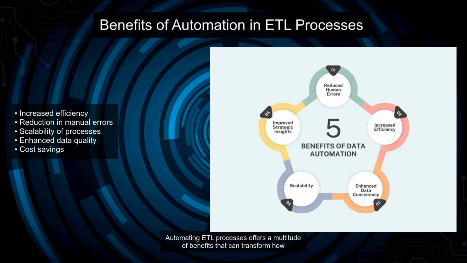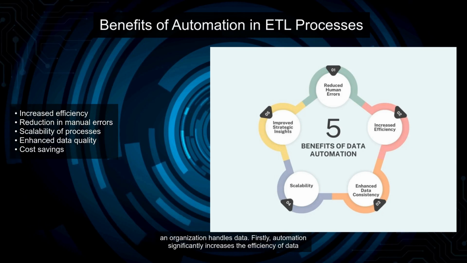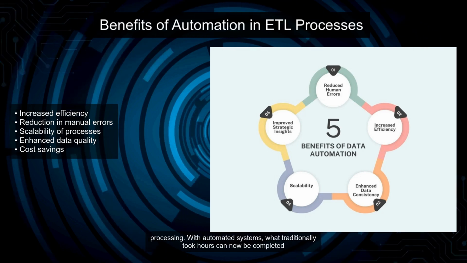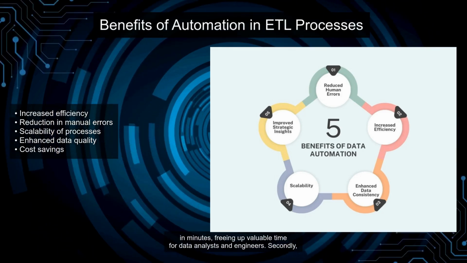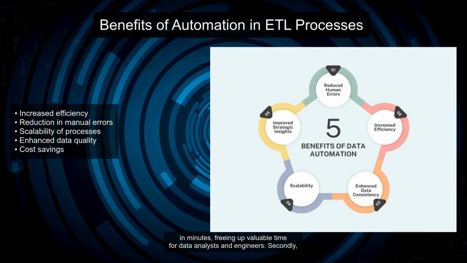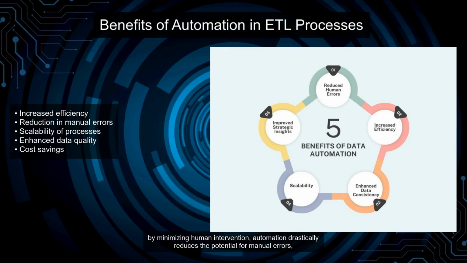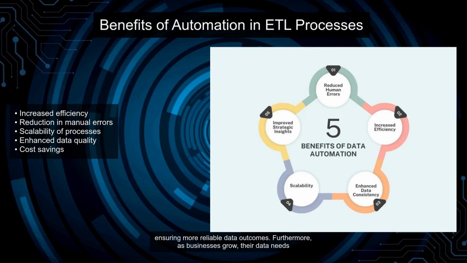Automating ETL processes offers a multitude of benefits that can transform how an organization handles data. Firstly, automation significantly increases the efficiency of data processing. With automated systems, what traditionally took hours can now be completed in minutes, freeing up valuable time for data analysts and engineers. Secondly, by minimizing human intervention, automation drastically reduces the potential for manual errors, ensuring more reliable data outcomes.